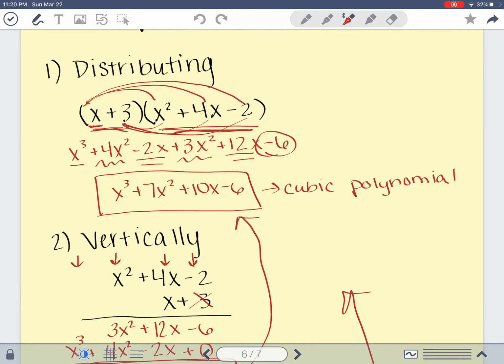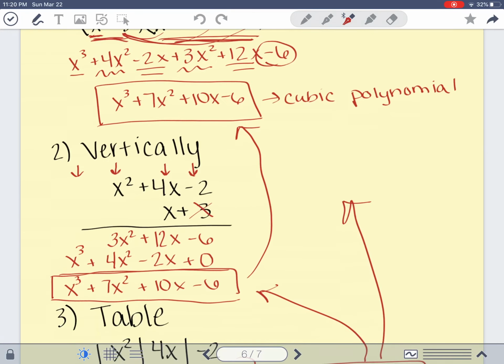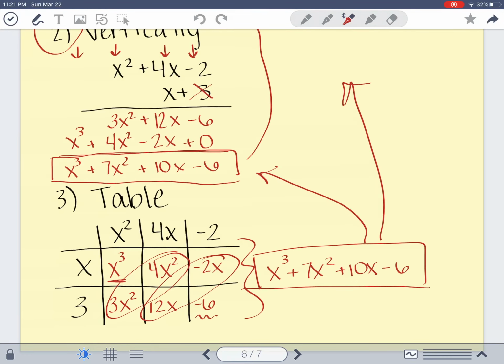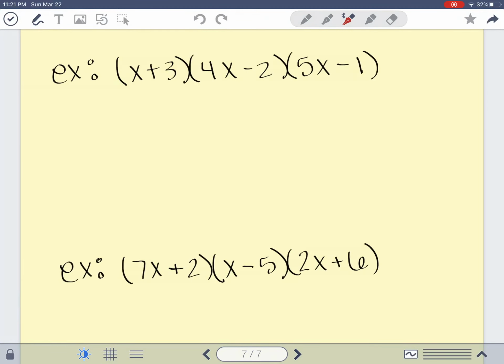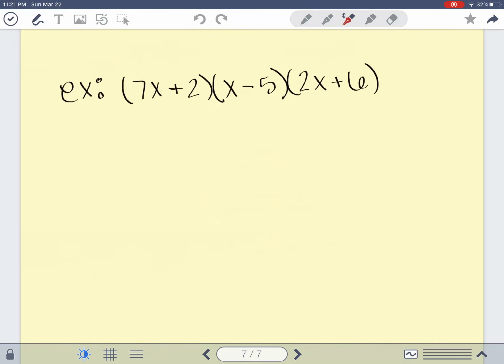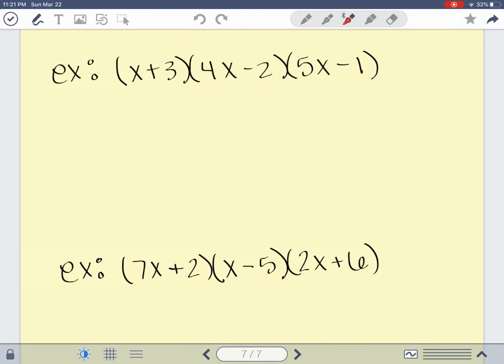So there are multiple ways of getting the same answer. You can distribute. You can do vertical multiplication, or you can use a table or a grid, whichever way works best for you. All right, so there's one last thing that I want to look at, and that's what if we are multiplying multiple things together? Okay, so we've just got two examples here.